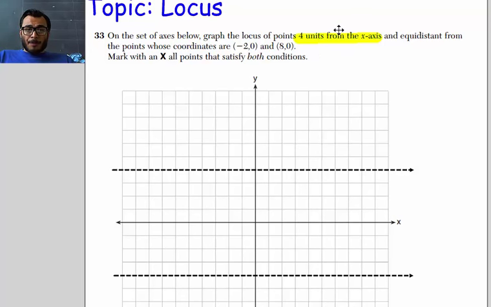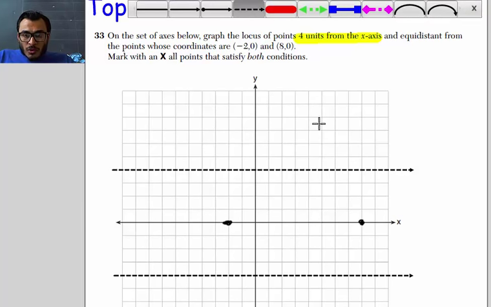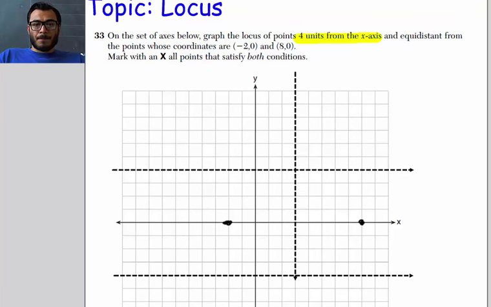For the second part, we have to sketch the points equidistant from 2 points. So the 2 given points are -2, 0 and 8, 0. So equidistant from these 2 points will produce a line right through the middle. So let me just go ahead and count how far apart these points are. They're 10 units apart. So it should be 1, 2, 3, 4, 5. So I should draw a line right through here. Then it says mark with an X all points that satisfy both conditions. So that would be here and here, where the dotted lines meet.